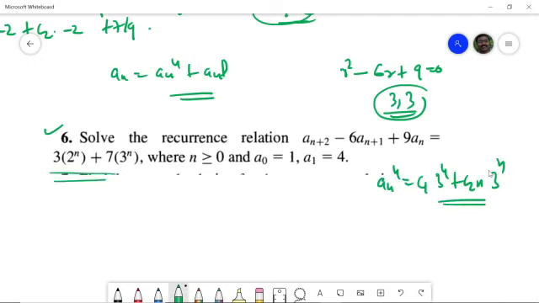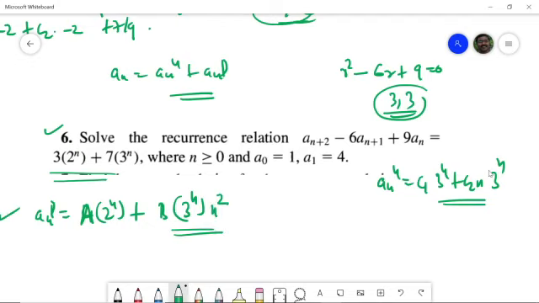So your particular solution a(n)p would be equal to some a into 2 raised to n plus b into 3 raised to n. But already 3 raised to n is occurring 2 times here, so we'll supply n square to prevent them from combining. So this will be your solution here. I hope you understand how to write the solution now.